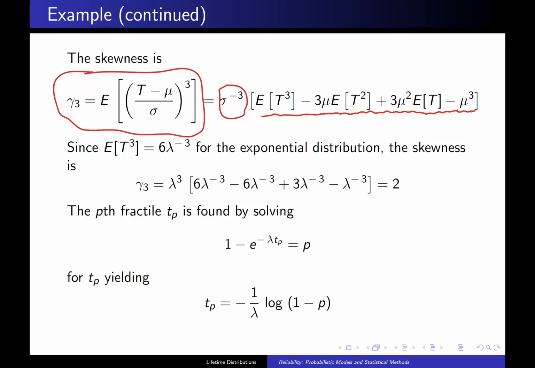This can be simplified somewhat, but since the only thing we don't know here is the expected value of t cubed, we're going to go ahead and just plug that in right here. So the skewness turns out to be this quantity, and the lambda cubed here and the lambda to the minus 3's cancel, and you wind up with 2.